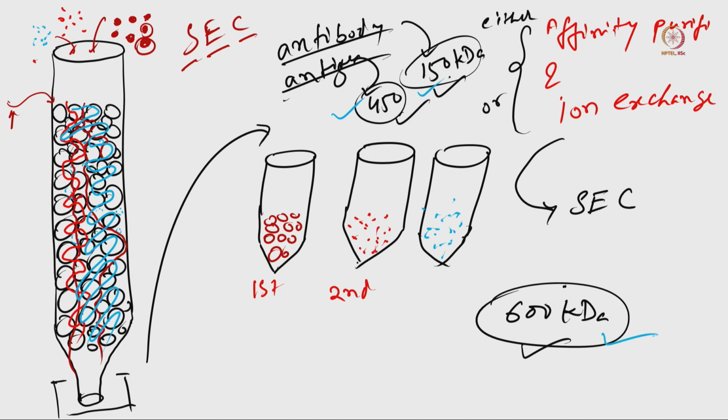As I mentioned previously, whenever we are trying to form a complex, it is impossible to get a 100% complex all the time. There will be some unbound antigen and antibody. So when there is a complex formation, the 100 kilodalton, 600 kilodalton, 600 kilodalton will elute first. The second will be antigen, and the third will be our antibody.